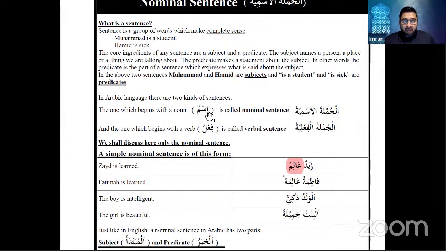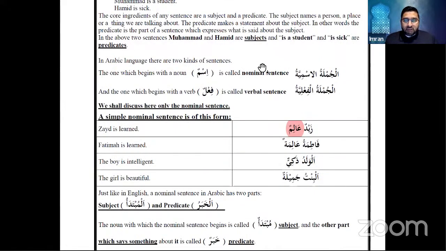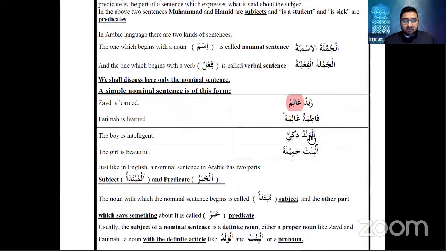In the Arabic language, there are 2 types of sentences. The one which begins with a noun, ismun, is called a nominal sentence, al-jumlatul ismiyatu. And the one which begins with a verb is called a verbal sentence, al-jumlatul fi'liyatu. Don't worry about how to recognize a verbal sentence, because I will not start this until lesson number 4. But just remember there is a verbal sentence and a nominal sentence. And when it's a nominal sentence, you always have 2 components. Just like in the English language, a nominal sentence in Arabic has 2 parts.